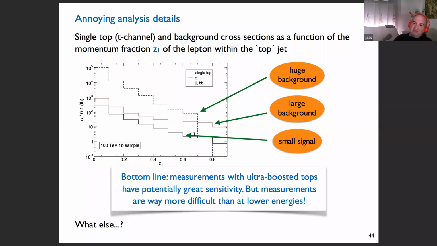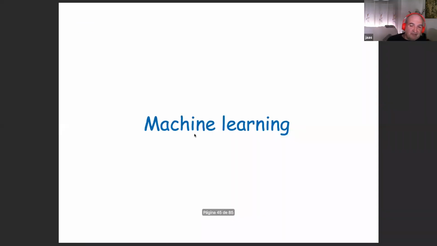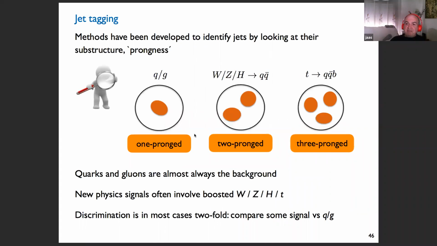Then this motivates the third part of the top story. What else can you do? Of course, machine learning. There have been methods developed to identify jets by looking at the substructure, which is called prongness. Basically, even if you have a large radius jet, you can look inside. This is the guy looking inside, and then you identify that maybe you have only one core, or you have some structure with two nuclei here, or maybe you have three.